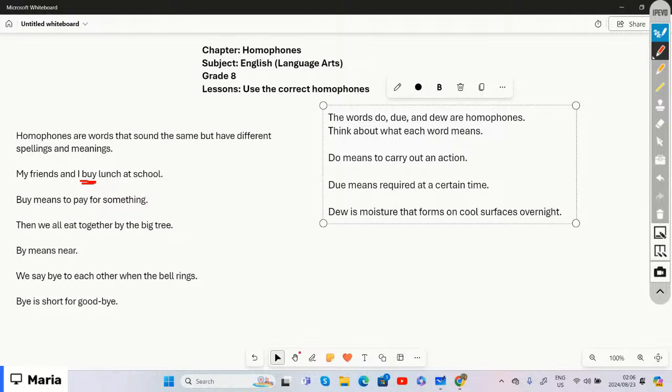Then the next one says, then we all eat together by, which is B-Y, the big tree. And the word by, which is B-Y, means near. It's like where we'll be sitting. It's like somewhere near.